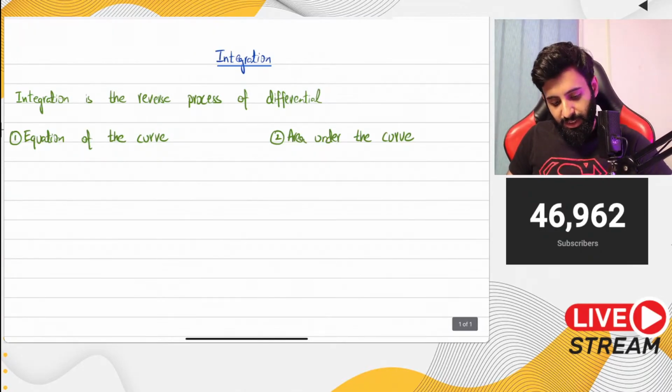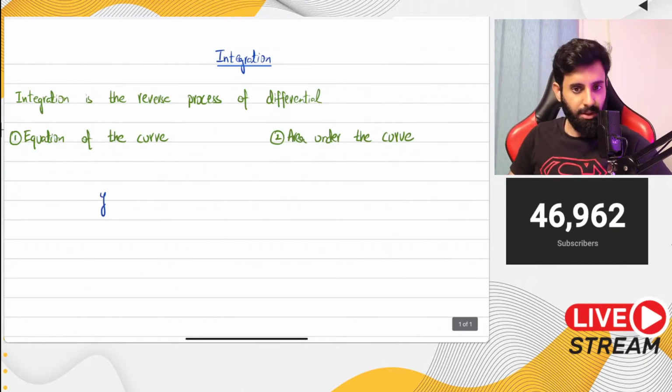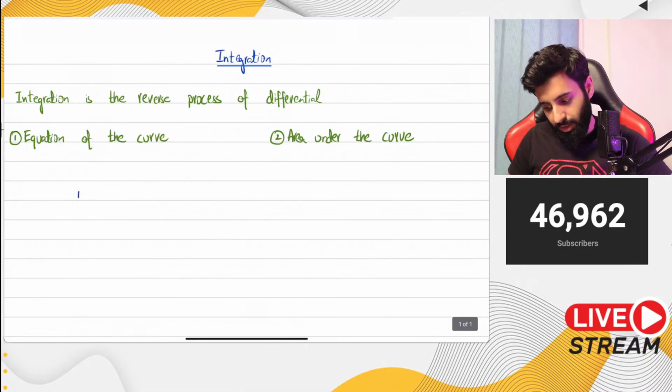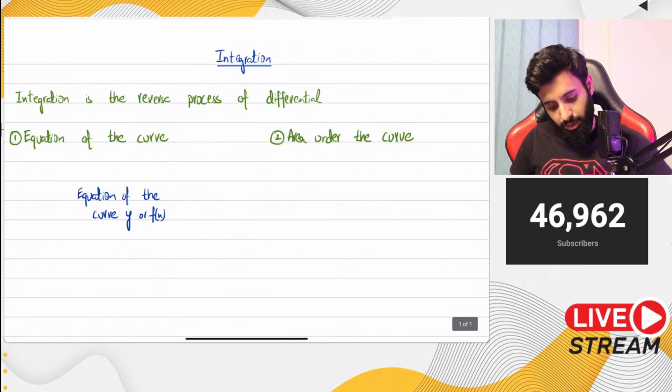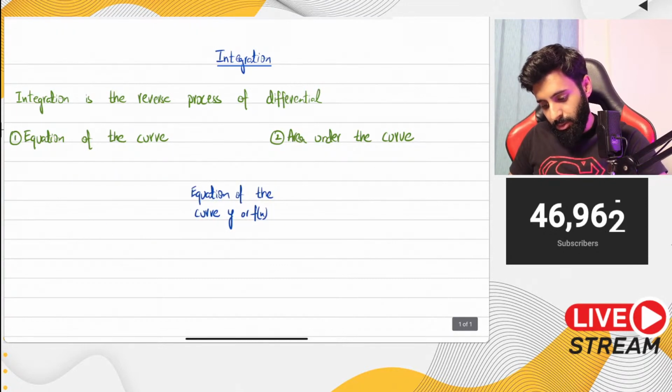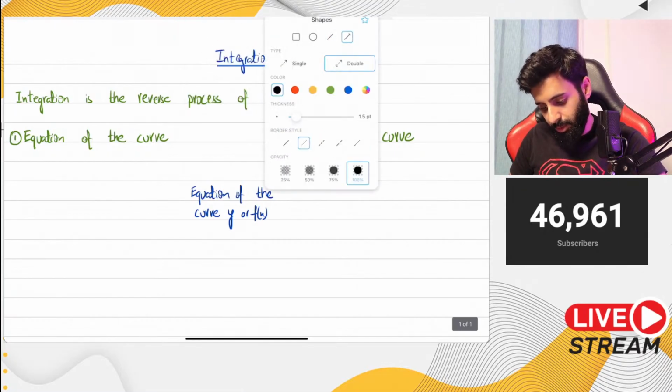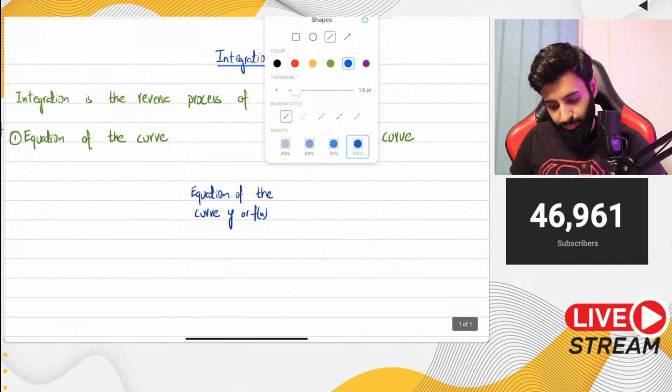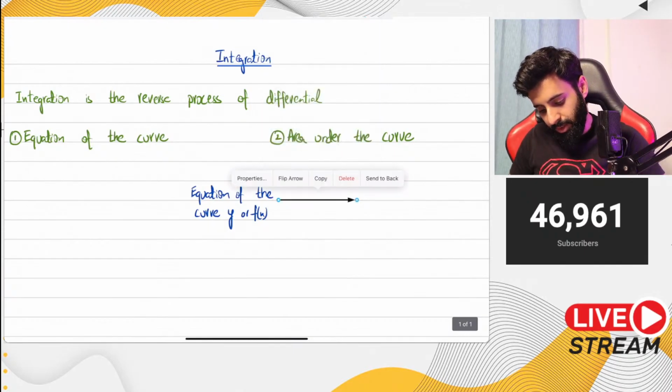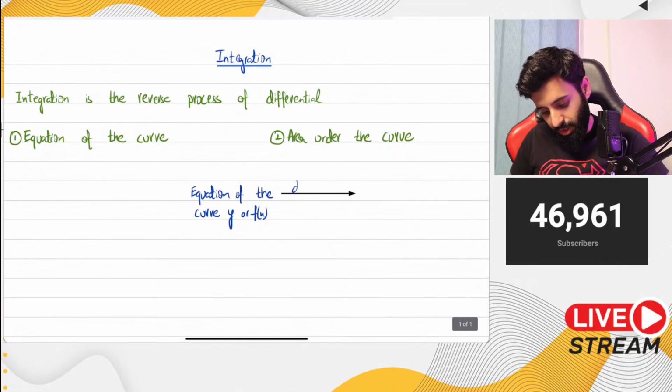Now, basically, this is the direction in which we find out the equation of the curve. If you have the equation of the curve, which is usually y or f of x, then here's how this works. We put it in the center. You basically differentiate the equation of the curve to find out the gradient function. So if you're going in this direction, you're differentiating it, and when you differentiate it, you get dy by dx.